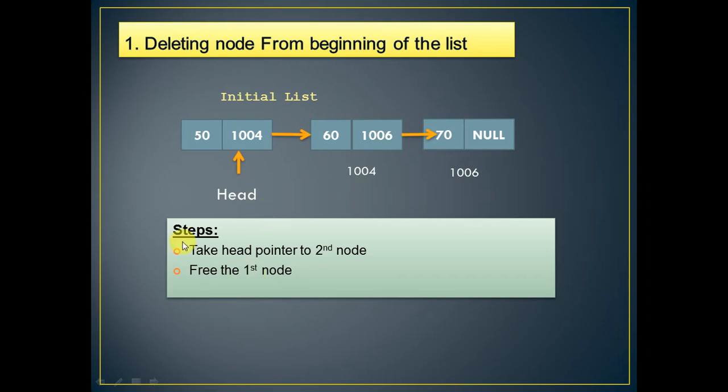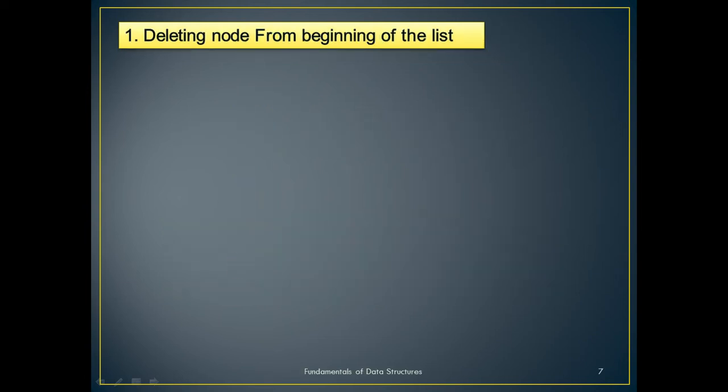For that purpose we require two steps. Initially the first step is to move the head pointer to the next node. Initially the head pointer is pointing to the first node's memory location. Suppose I want to delete this, hence I have to move this head to the next node, that is the second node of our list. And then free this particular first node. These two steps are required to delete the first node of our list.